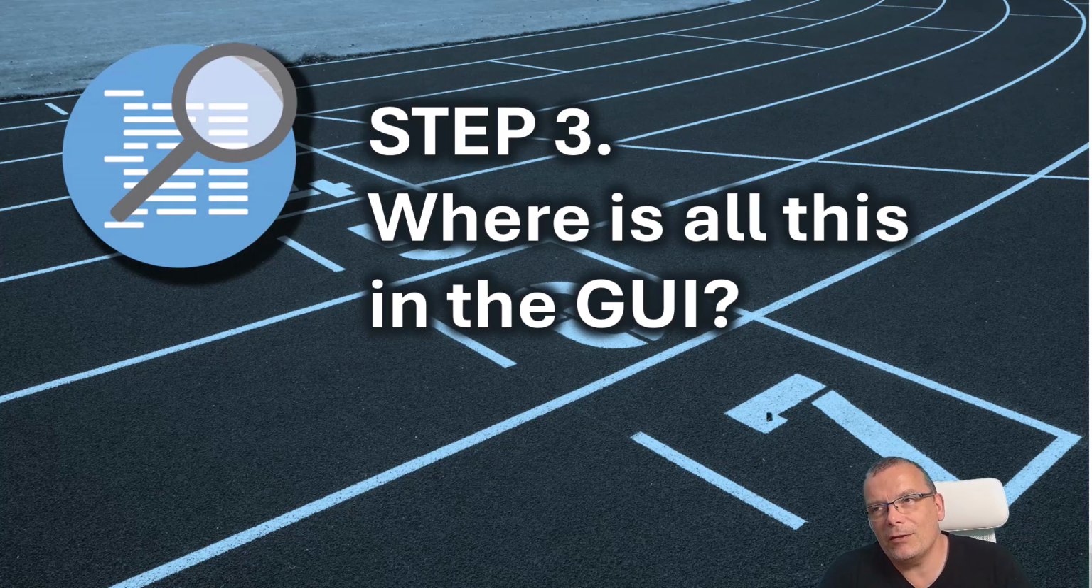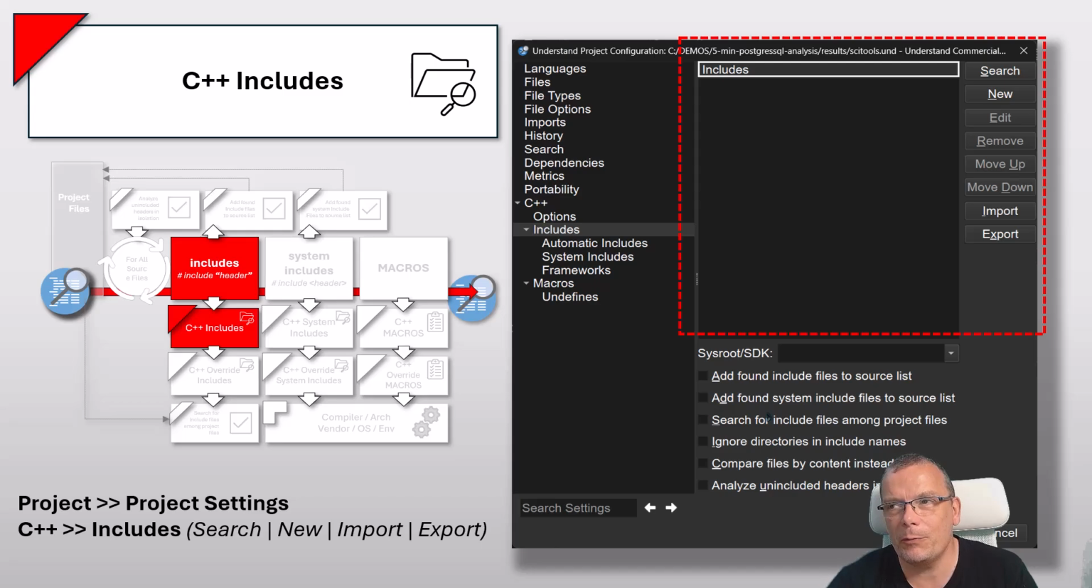Last but not least, where can I find all this in the GUI? That's what you have been waiting for. Well, guess what? It's fairly simple. I'll go one by one and I'll show you where those things are. So the C++ include, it's simple. You go to project, project settings, and then you select in this window C++ include, and you can set up the include here.